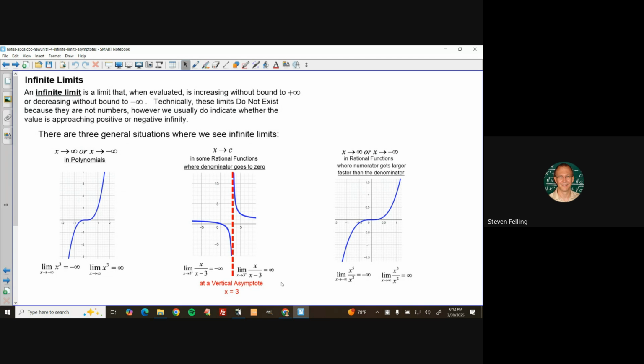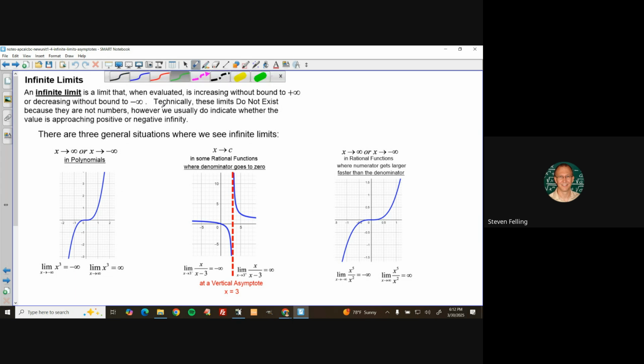So first of all, we can define something called an infinite limit. An infinite limit is a limit that, when evaluated, increases without bound to infinity or negative infinity. Technically, these limits do not exist because they're not numbers, and when we originally defined a limit, we said that the y would have to approach a specific finite number. However, most of the time, AP wants us to indicate that the limit is equal to either infinity or negative infinity if that behavior is true for that limit as stated. And there are three general situations where we see infinite limits.